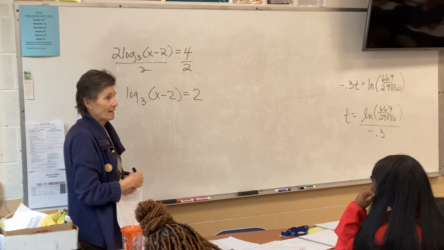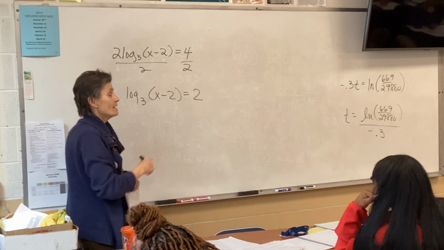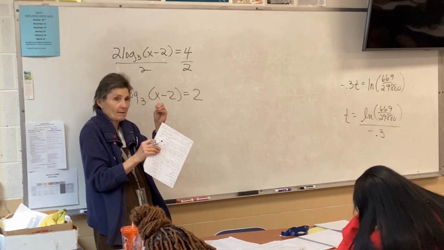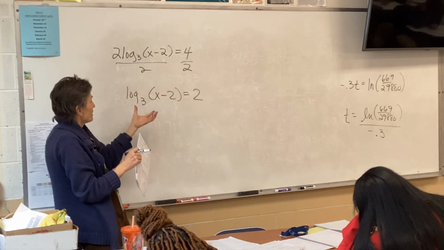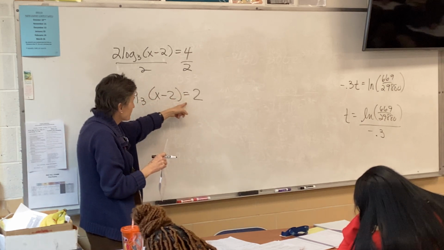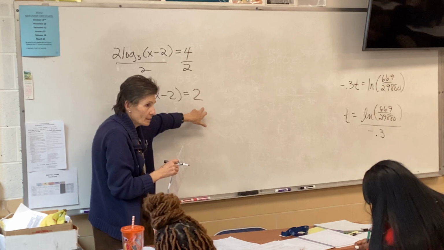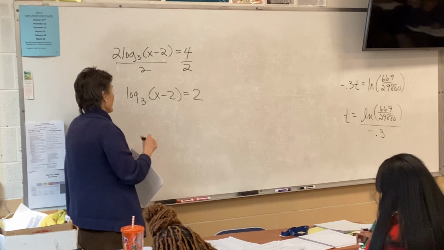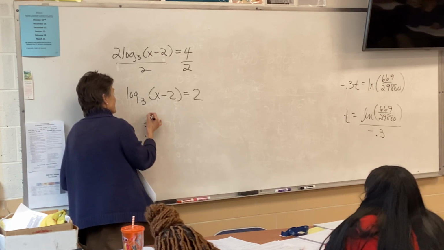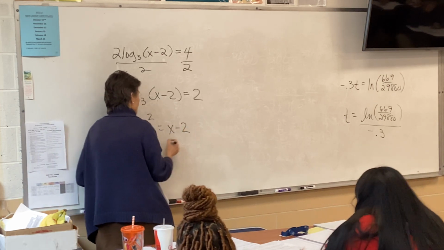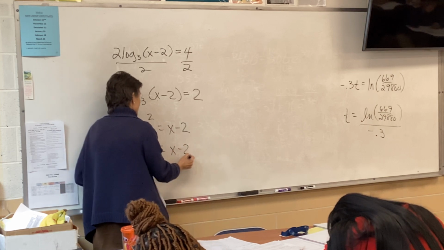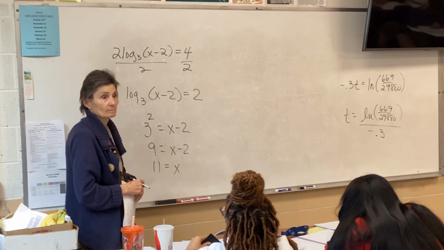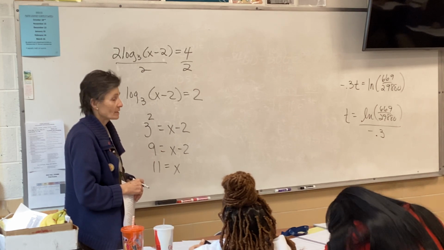What do I do with that? Loop-de-loop. Anytime, boys and girls, now listen, anytime that you have an equation that says log equals number, you're going to loop-de-loop. That's how you do it. So when I loop-de-loop, I start with the base. 3 to the second equals x minus 2. 9 equals x minus 2, and x equals 11. Easy peasy.